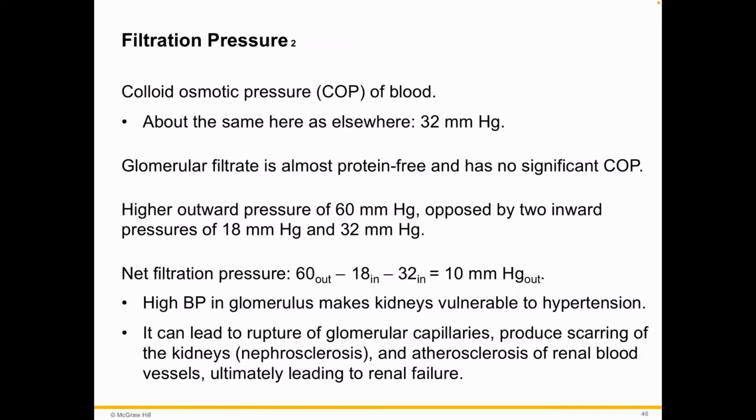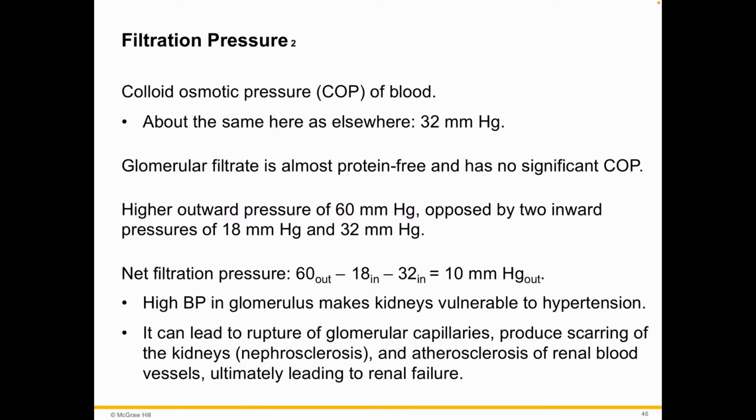The higher outward pressure is kind of a lot. It's almost double, at 60 millimeters of mercury, as opposed to the inward pressures, which are much lower, of only 18 and 32 millimeters of mercury. So you have directional flow from outward to in. The net filtration pressure means we take the overall outward-bound pressure and subtract the two inward-bound pressures. We get a pressure difference of about 10 millimeters of mercury, and it's in the outward direction because that was still the greatest value.